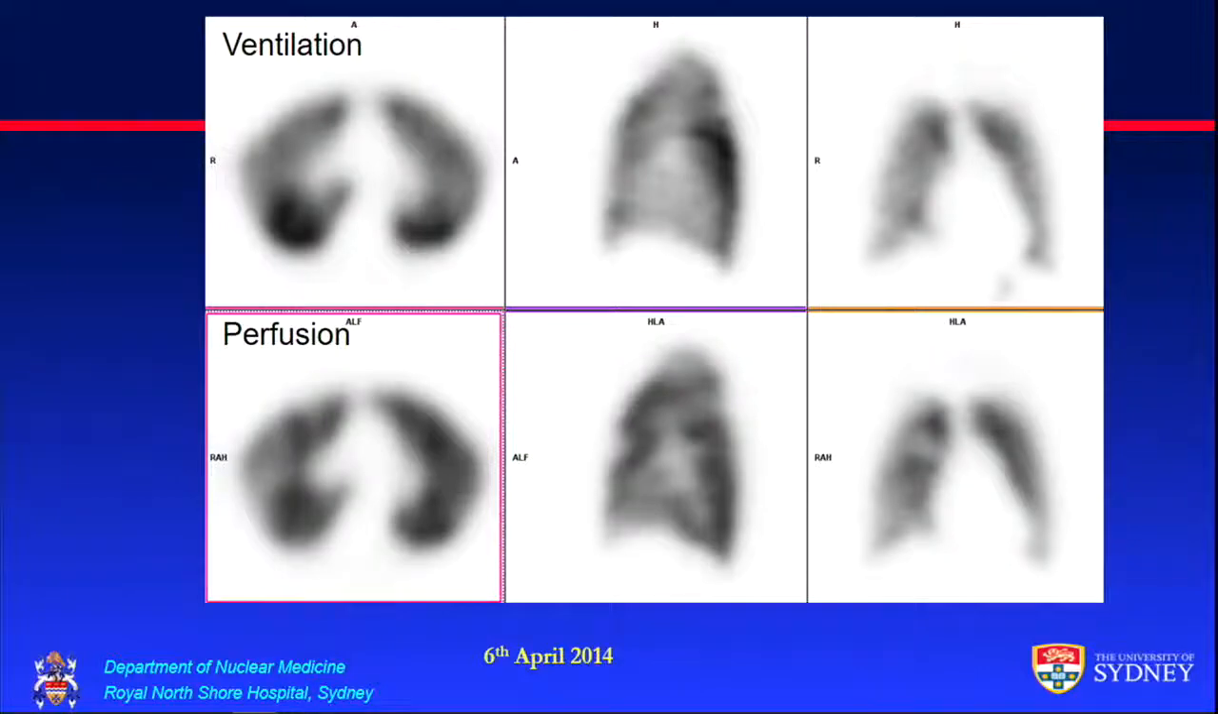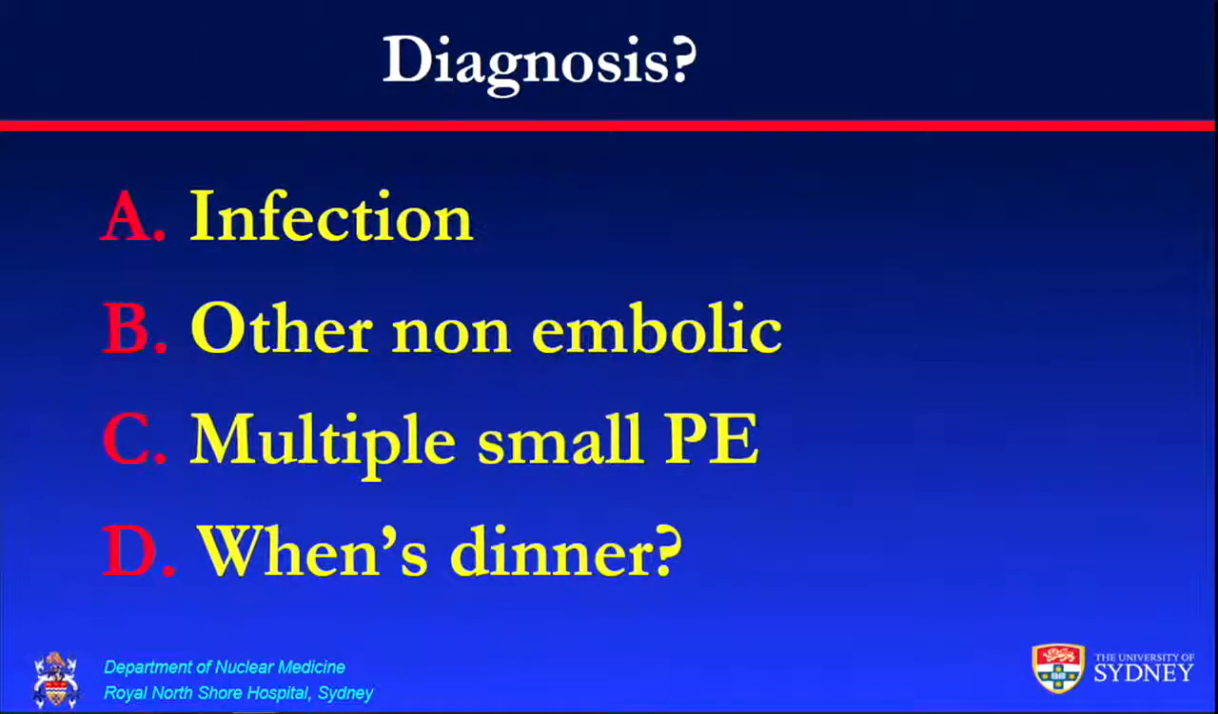I quite like coronals. So here you will get a chance to vote. What do you think's going on? Does she have infection? Does she have something else that's not embolic? Has she got lots of little PE? Or are you just hanging out for dinner and you're being polite?